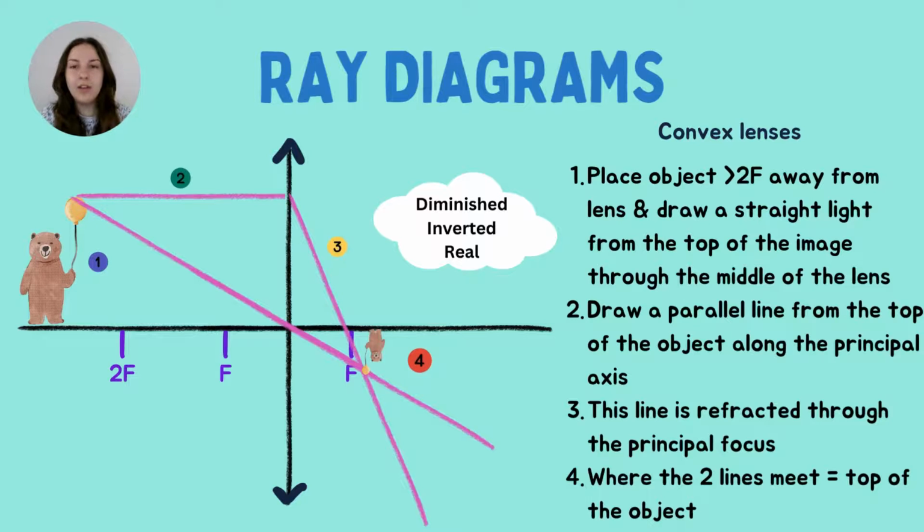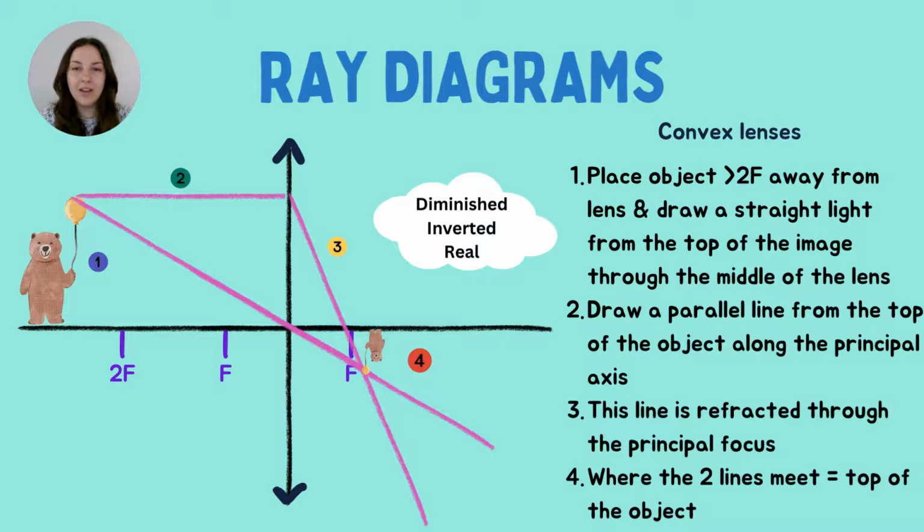You then want to draw a parallel line across from the top of the image, and this is parallel again to that principal axis as I mentioned before. And as soon as it hits the convex lens line, you want to then draw a straight line down so it goes through the first focal point, and you can actually see that I've done that here. And that shows you that the light has been refracted. It goes and converges with that other line that we drew at the beginning. It goes through that principal focus, and we can then draw our image at the top.